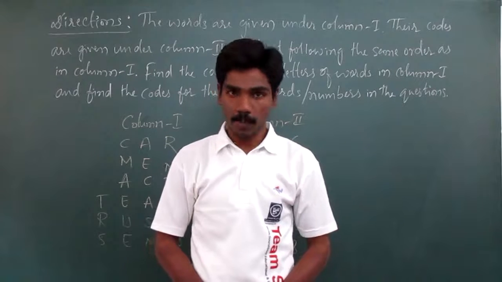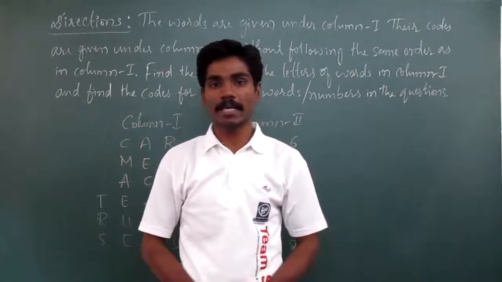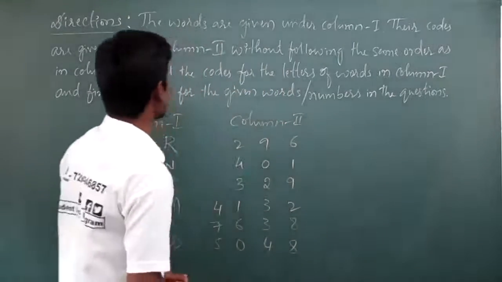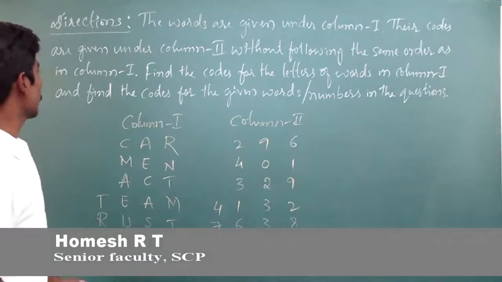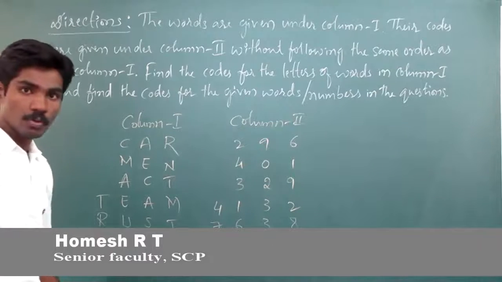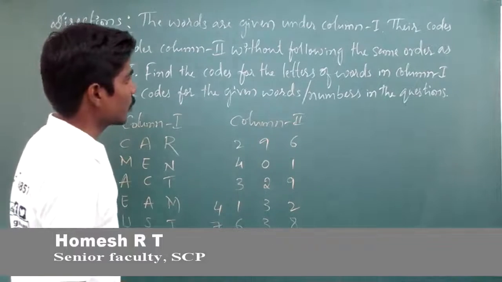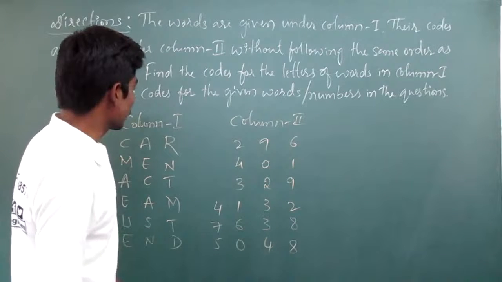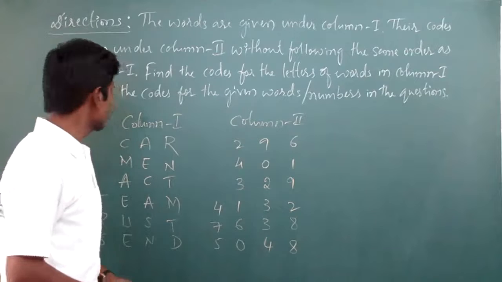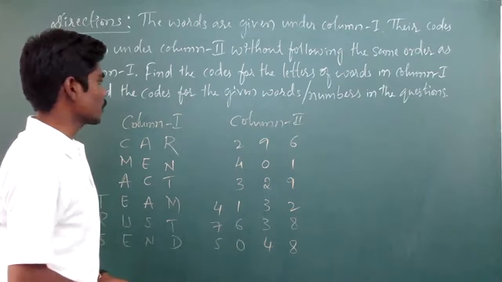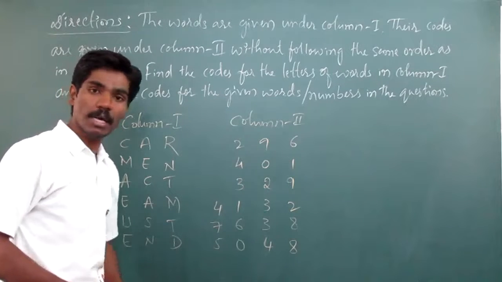Well friends, here is the next problem, and before going to the problem, let me read the given direction. The direction is: the words are given under column 1, their codes are given under column 2, without following the same order as in column 1. Find the codes for the letters of words in column 1 and find the codes for the given words or numbers in the questions.